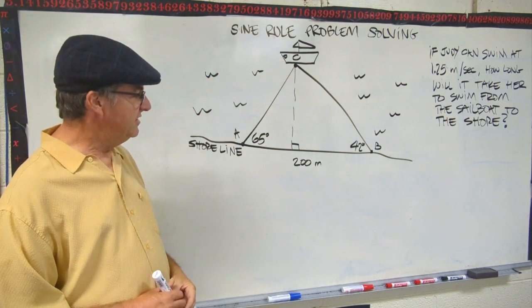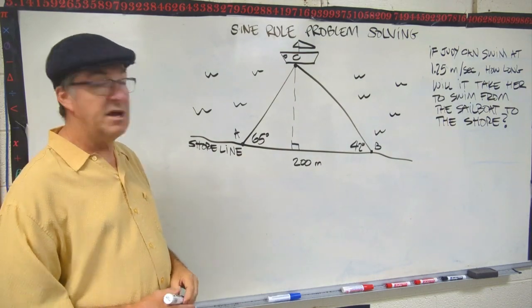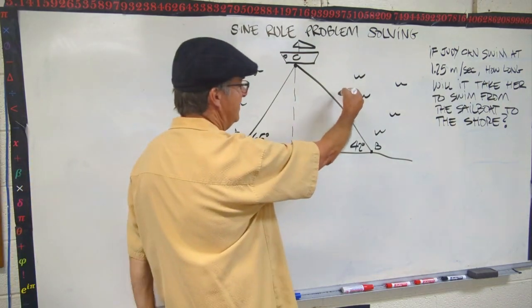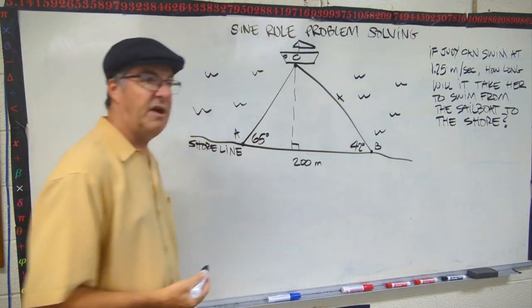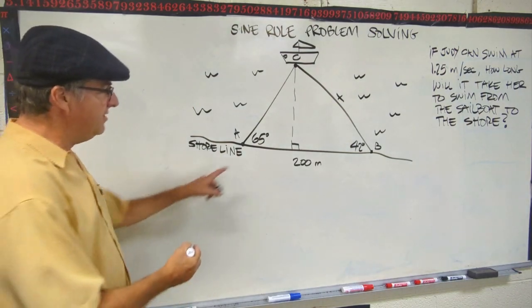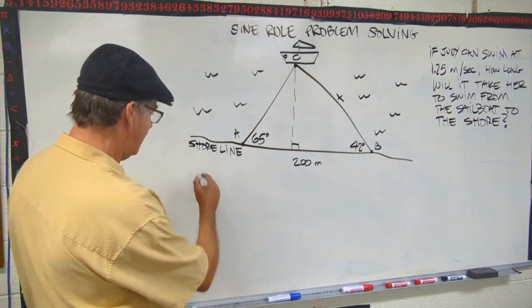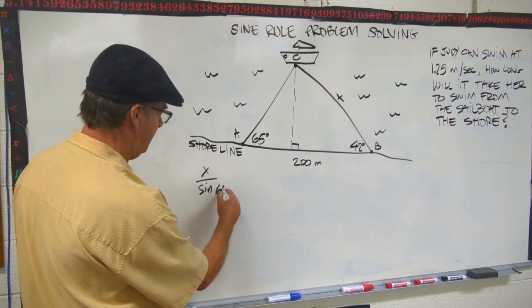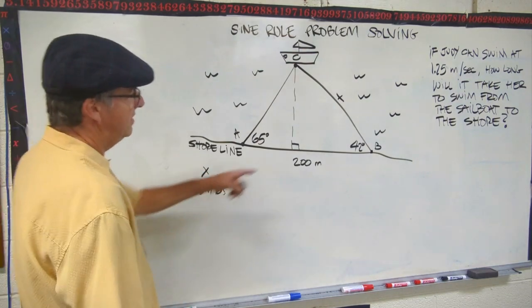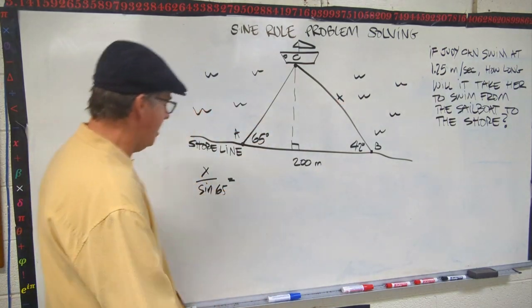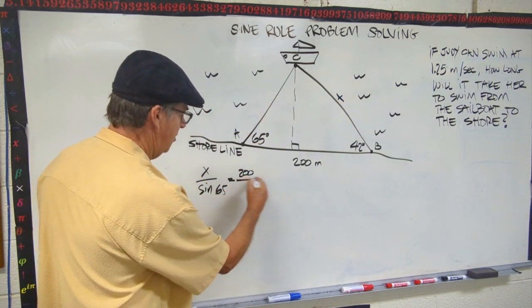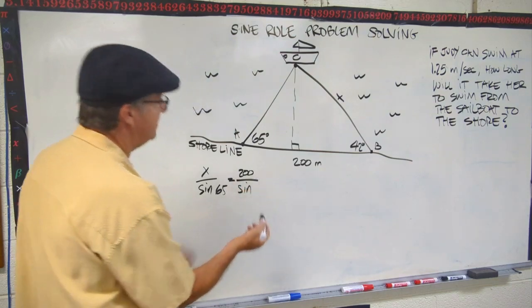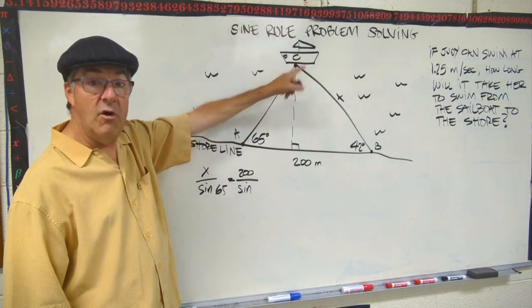Okay, so let's take a look. Sine Rule might be, I'm just going to pick this side. This is the one that I want to find. So I put an X there. So I'm going to do X over sine 65 is going to equal, that's the side I want, 200 over sine C. I don't know angle C.